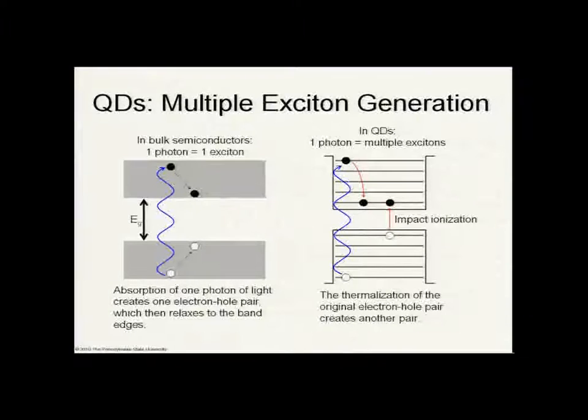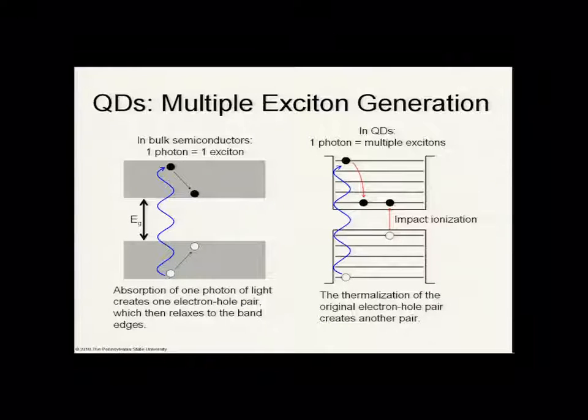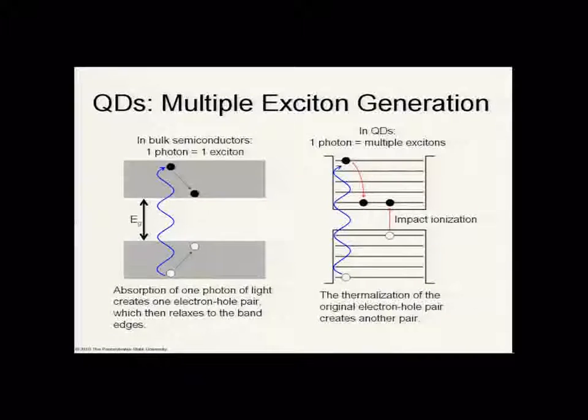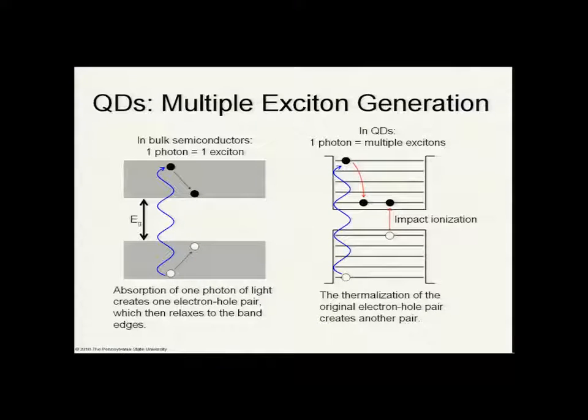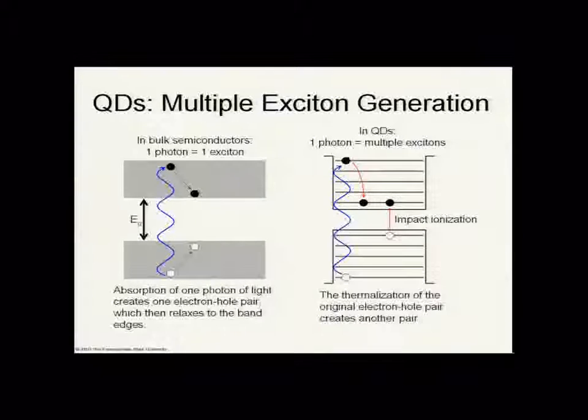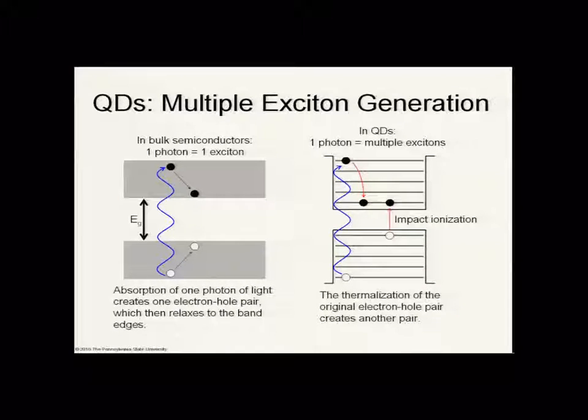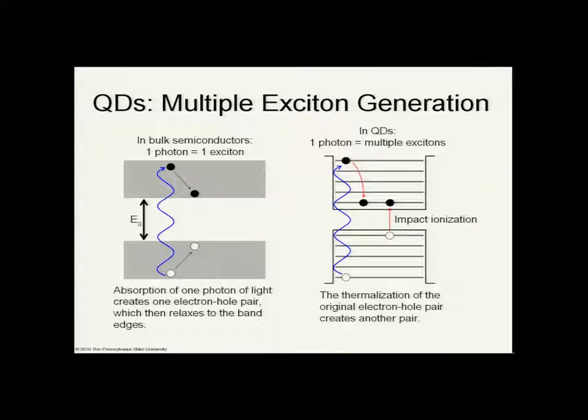In bulk semiconductors, here's the second thing we mentioned. One photon will typically produce one exciton. So the absorption of one photon of light will create one electron hole pair, which then relaxes to the band edges. In quantum dots, one photon can yield multiple excitons. The thermalization of the original electron hole pair will create another pair.